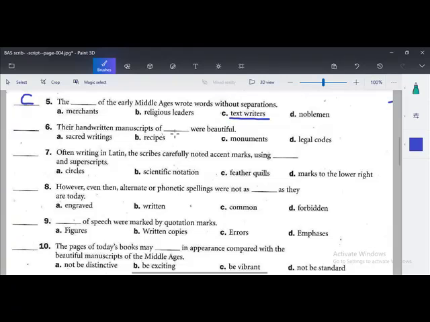Their handwritten manuscripts of scriptures were beautiful. We're talking about scriptures, okay, like sacred writing. Oh yes, here's the exact word. Number 7. On writing in Latin, the scribes carefully noted accent marks using subscripts and superscripts. Sub means under, so circles, scientific notation, feather quills, or marks to the lower right. Of course, so we're talking about lower written right. Okay, so number 7, D. So far so good. Let's get back to the text and the final 3 words.